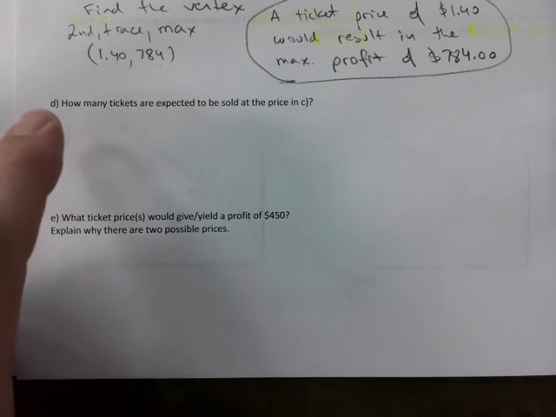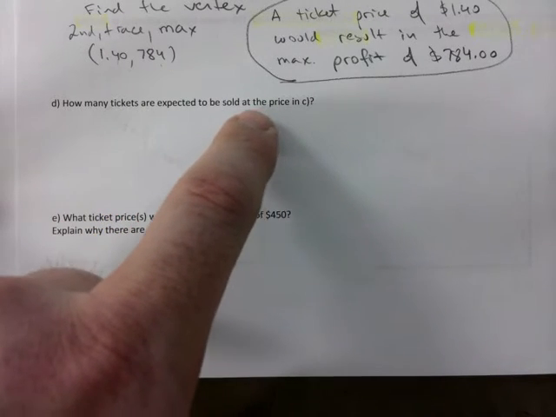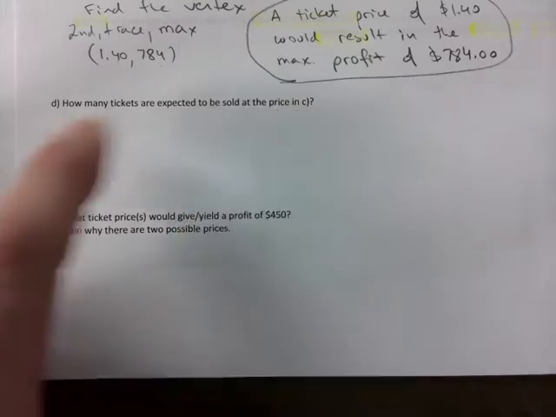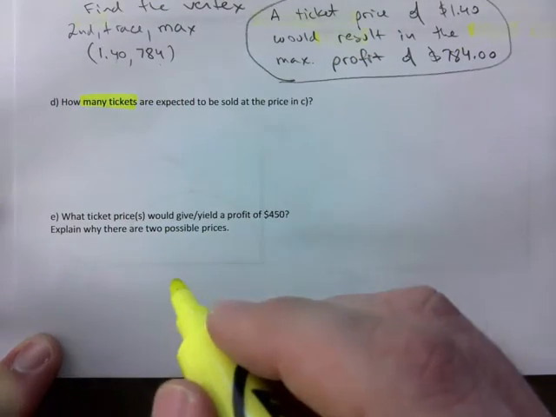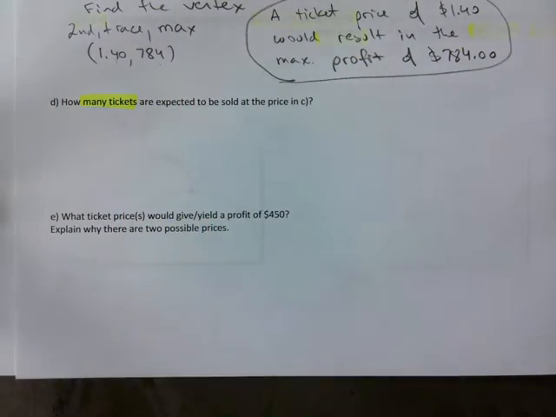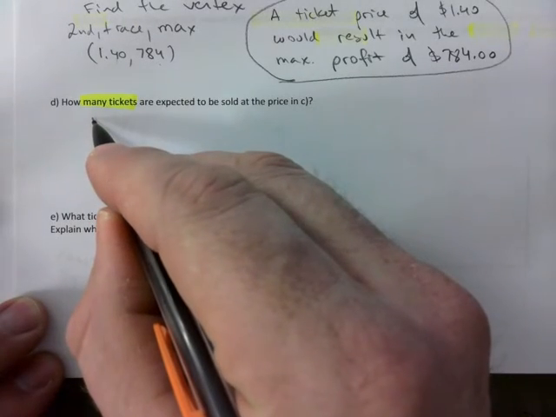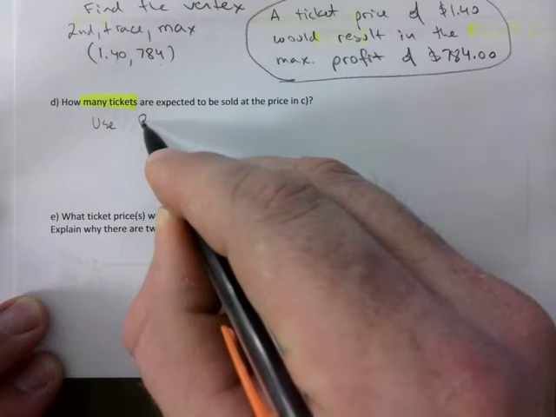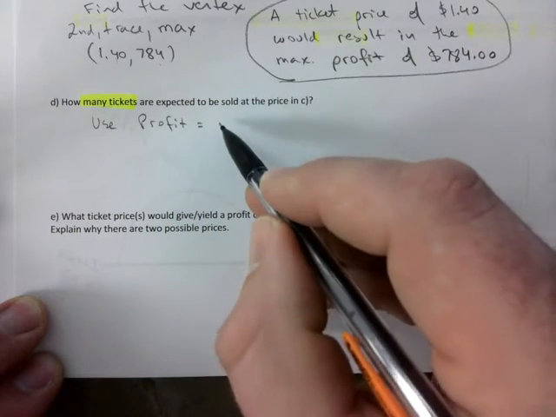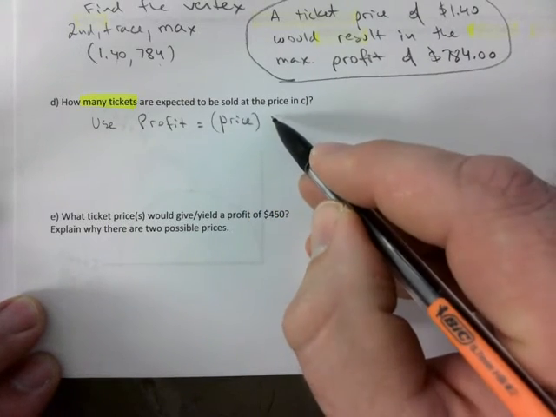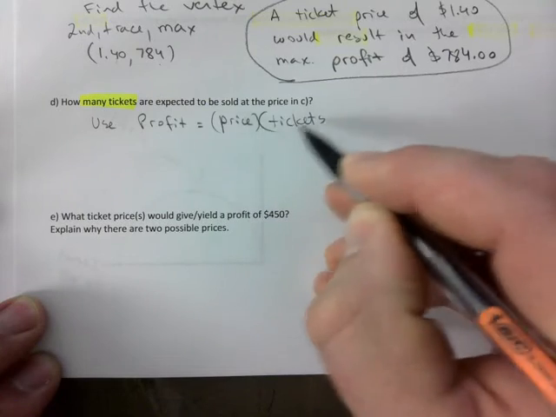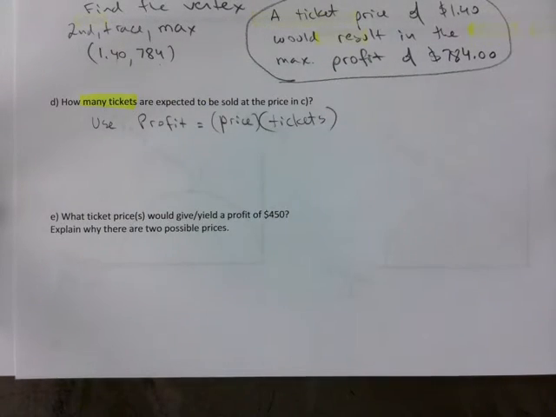Okay. D, how many tickets are expected to be sold at the price in C? How many tickets? Right? And this is where you use profit is equal to price per ticket, right, times the number of tickets. That's where I want to use the formula. I want you to use the formula because you didn't focus on the number of tickets.